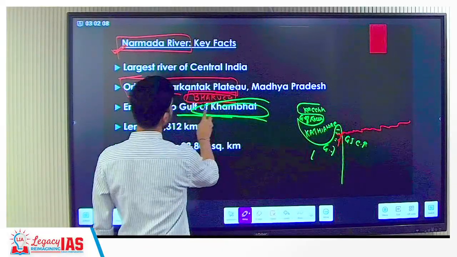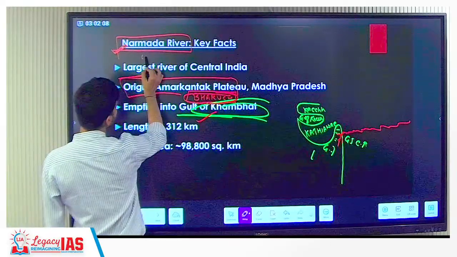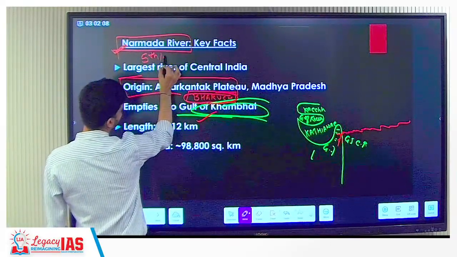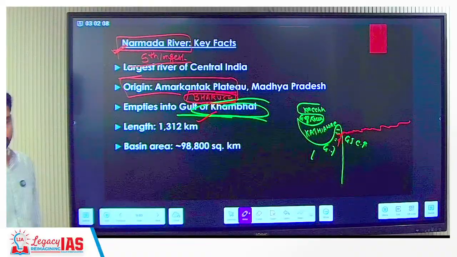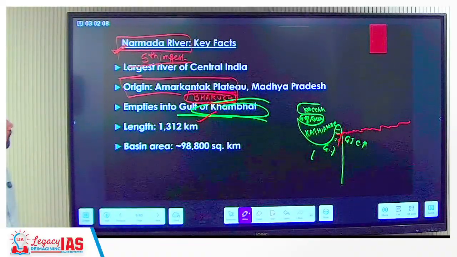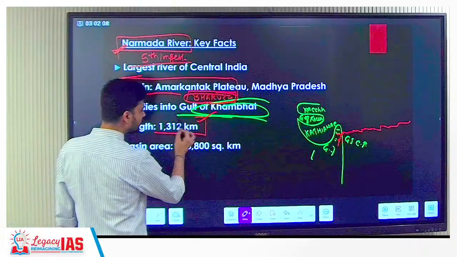Drains out where? Near the city of Bharuch in the Gulf of Khambhat. So, 5th longest river, right? Largest river obviously it is, but if you compare the length of the major rivers, it becomes the 5th longest river of India after Ganga, Godavari, Krishna, Yamuna, and then we have Narmada. 1,312 kilometers is the total length.